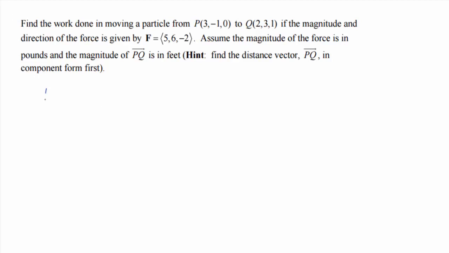What is PQ in component form? So what's the thing to remember? Okay, Q is the tip, right? P is the tail, so tip minus tail. What's that going to be? 2 minus 3, negative 1. 3 minus a negative 1? And 1 minus 0. So (-1, 4, 1). All right.